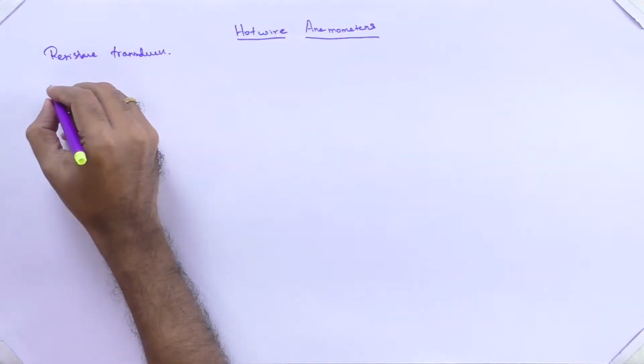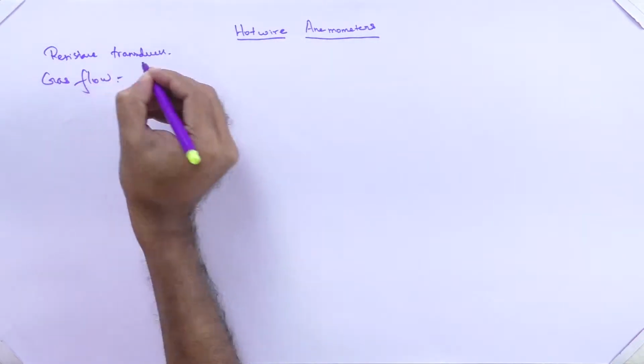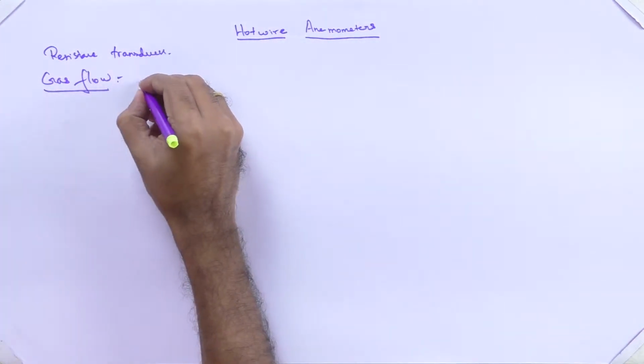We have already seen the strain gauge, and we also have seen the RTD, that is the resistance temperature detection. So we have seen about measuring the strain and also the temperature, and today we are going to measure the flow, or mainly the gas flow measurement.